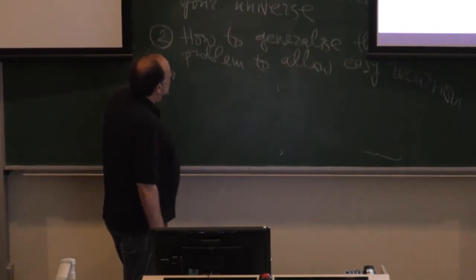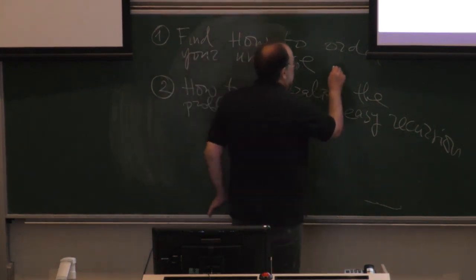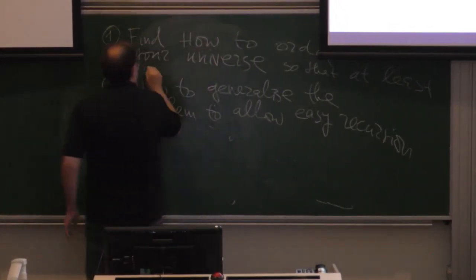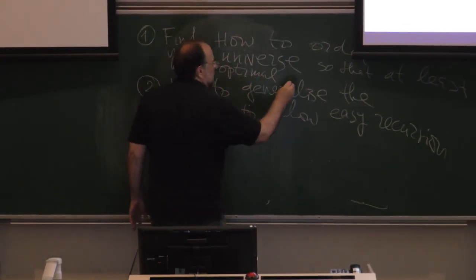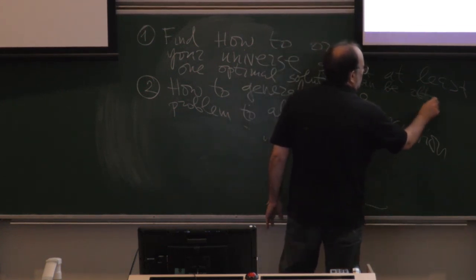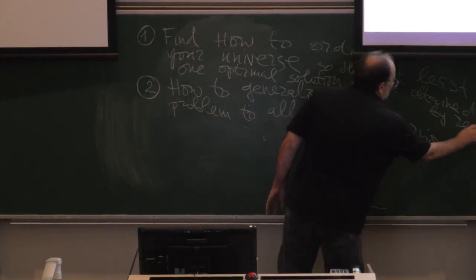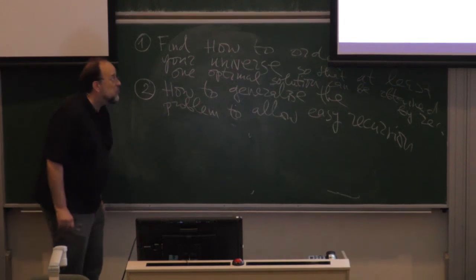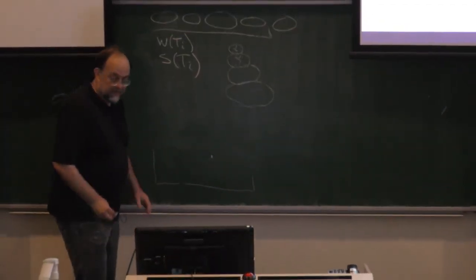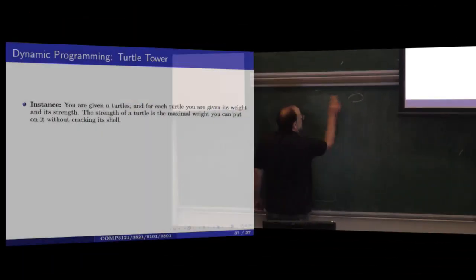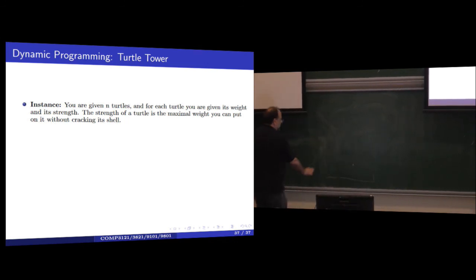Okay, so here, how to order your universe so that at least one optimal solution can be obtained by recursion. Ordering your universe will necessarily restrict your choices, and the trick is to do that so that you don't lose all of the optimal solutions. So let's see what happens with the turtles. And for the second part, I'll let you struggle yourselves. I'll give you a hint.